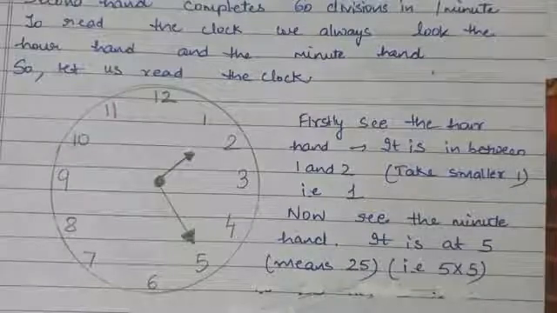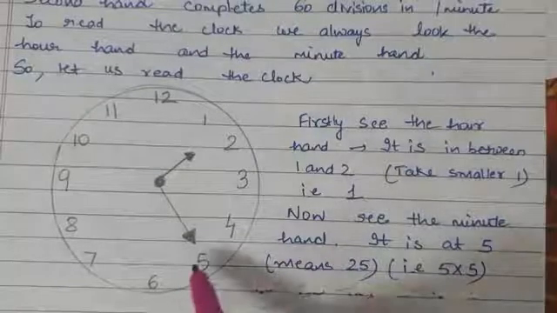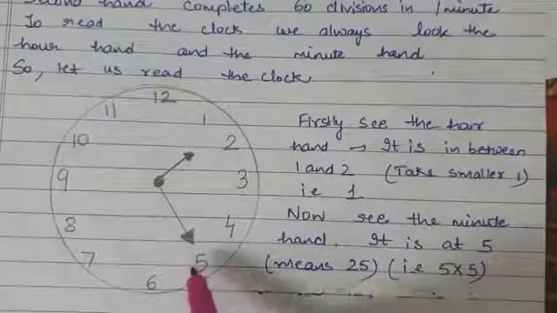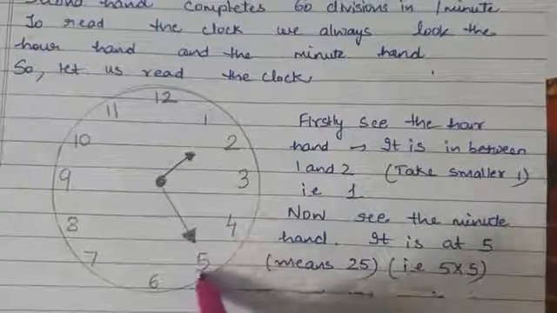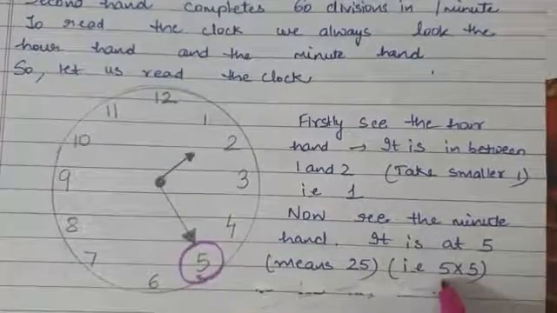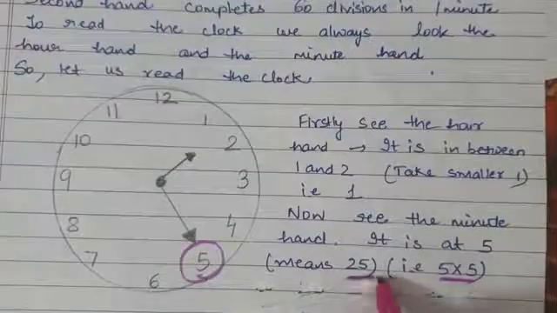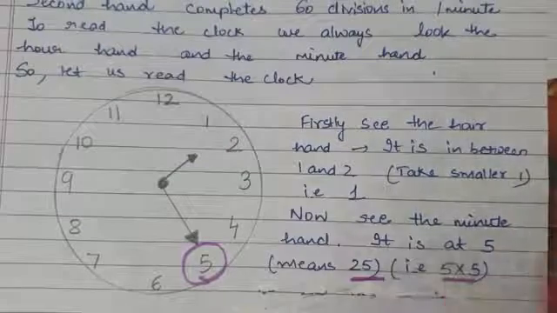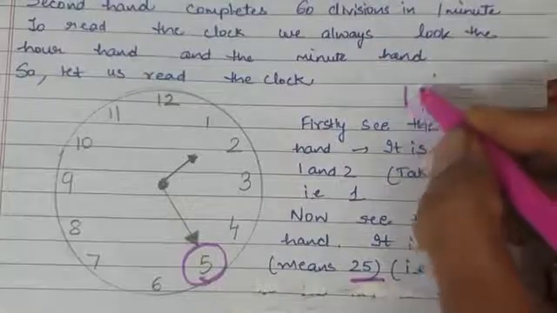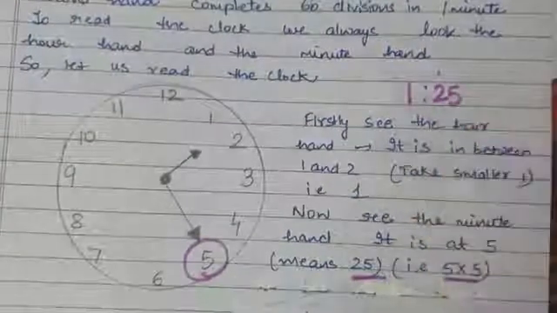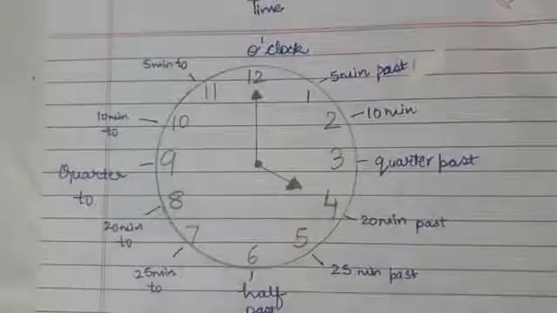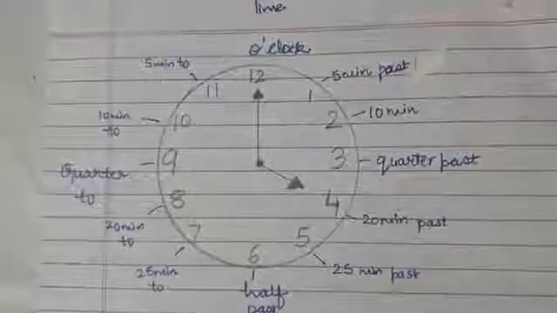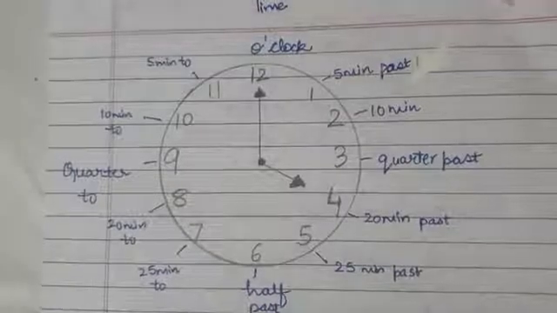Now you will see the minute hand. Now see, the minute hand is at 5. Now wherever the minute hand will be, you will multiply it by 5. So what do you get? You get 25. So we will write the time, that is 1:25. Clear?